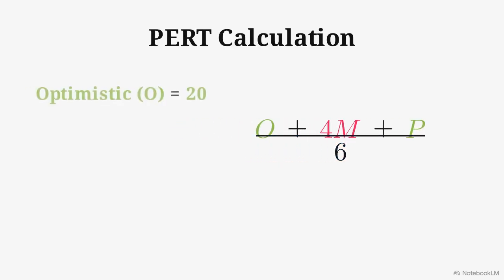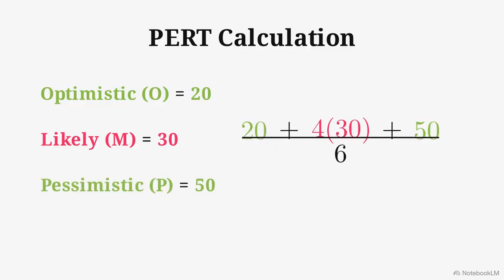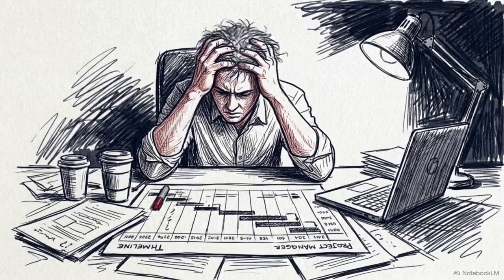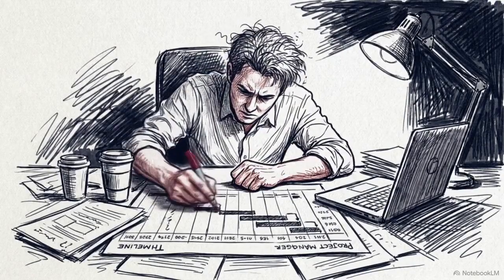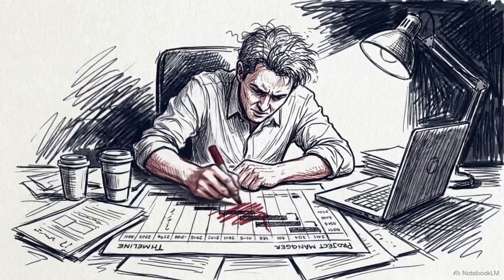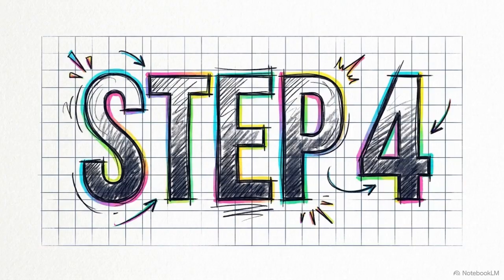Let's run our previous baseline through it. We take an optimistic 20 hours, our likely 30 hours, and a pessimistic 50 hours. Plug those into the equation and you get a weighted average of 31.6 hours. Applying this specific calculation forces estimators to confront worst-case scenarios, dragging hidden risks out into the open that a single likely number usually conceals. Step 4 is to gather bottom-up detail.